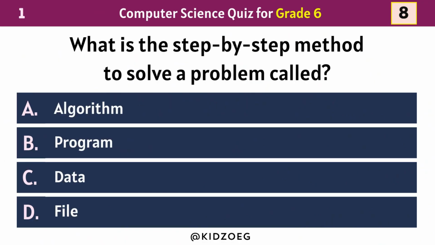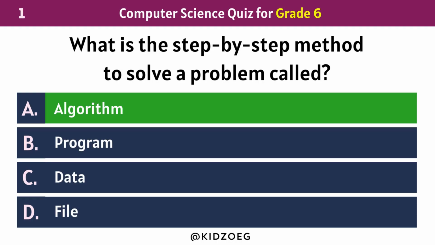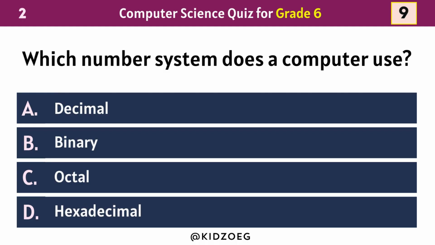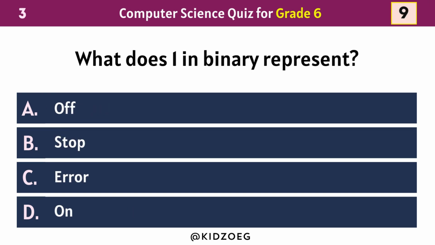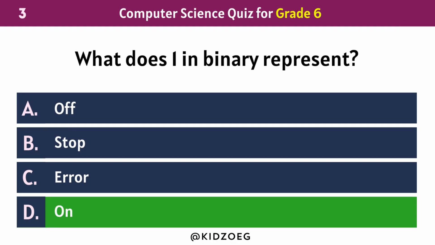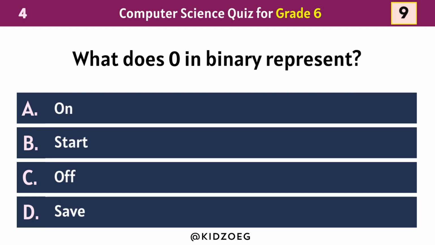What is the step-by-step method to solve a problem called? Algorithm. Which number system does a computer use? Binary. What does 1 in binary represent? On. What does 0 in binary represent? Off.